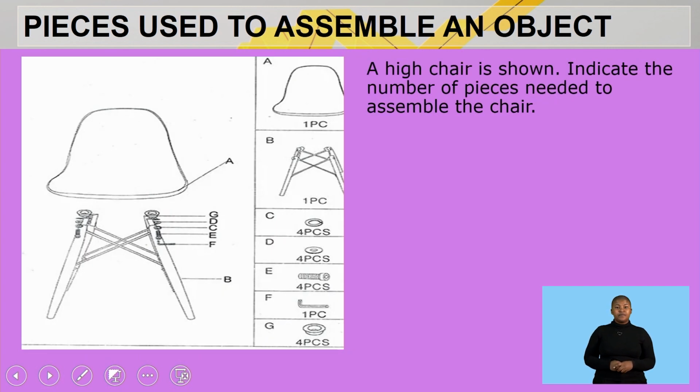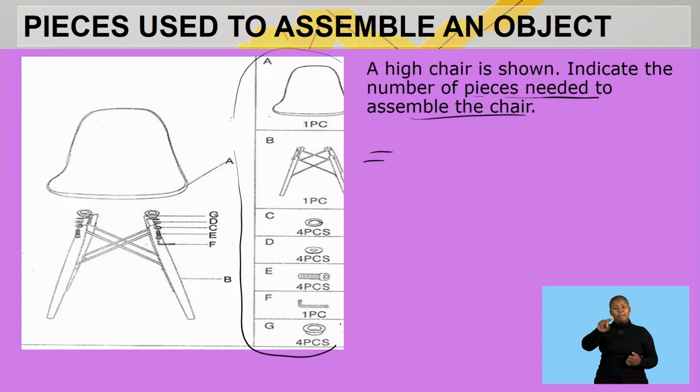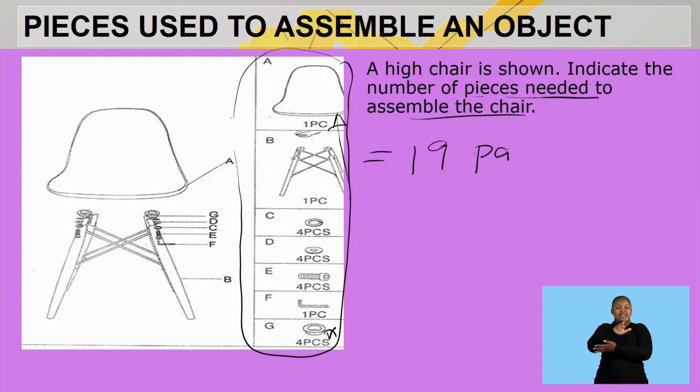Then looking at the next example, it says a high chair is shown. So here it is shown on this picture. Indicate the number of pieces needed to assemble the chair. So now we are going to be looking at this part, which is the quantity part, whereby the keys are given to you and the number of parts are shown in this case. So now adding all these parts, so from the bottom we have 4. We are adding all of this up to the seat, so we need only one seat. So in total, when we add all these pieces, we are going to be needing 19 parts in order for us to assemble this high chair.